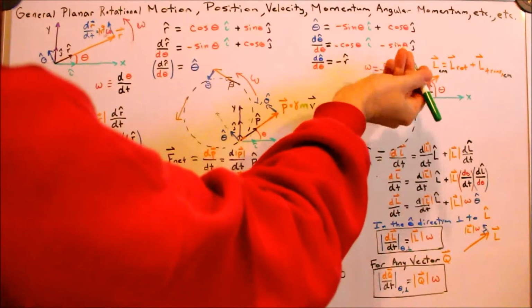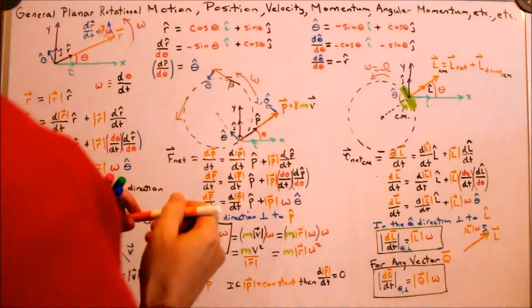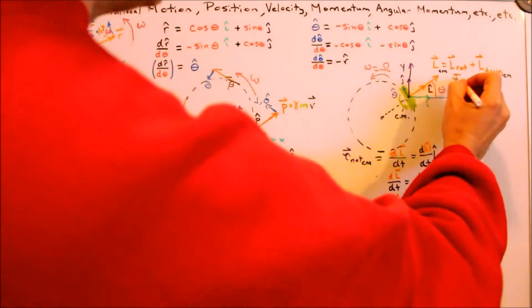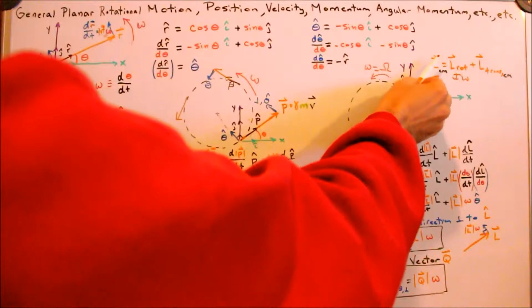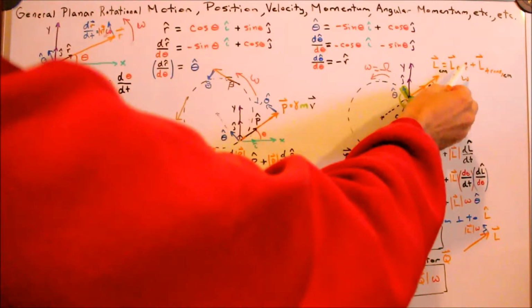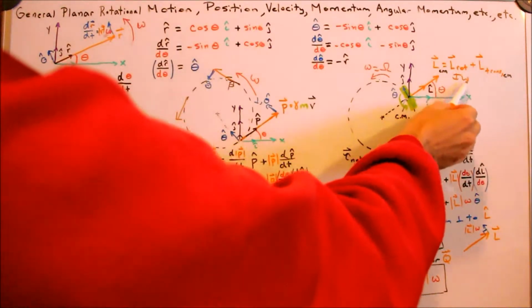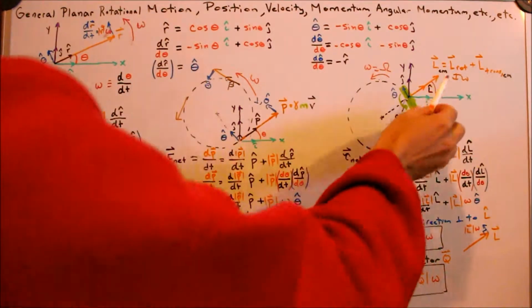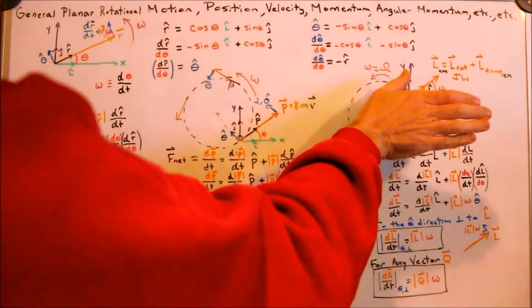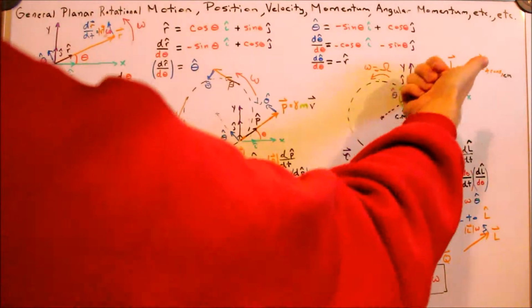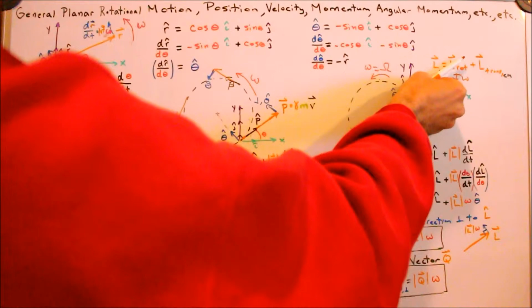So we'll talk about the little omega. We have L, the angular momentum about the center of mass, which is the summation of the rotational and translational center of mass terms, where this term is the I omega. And since it's spinning this way, it has an angular momentum in this direction.